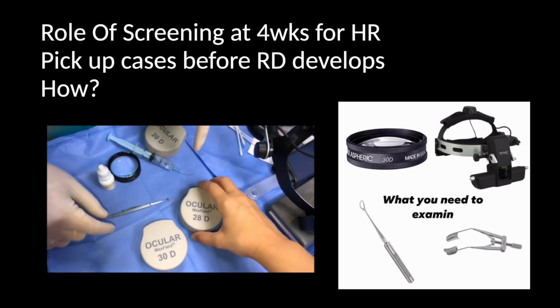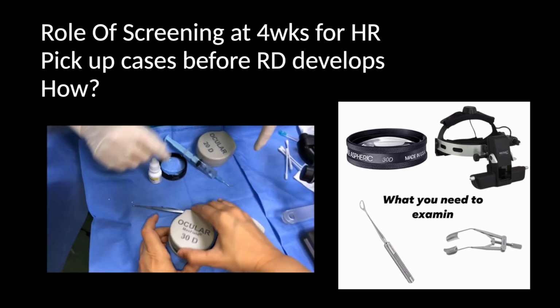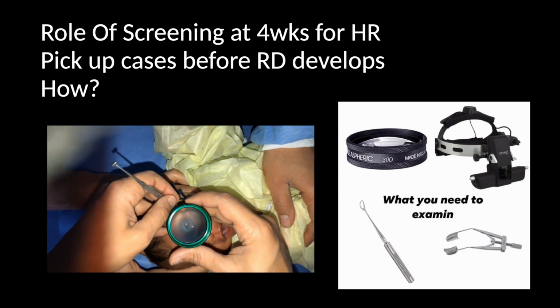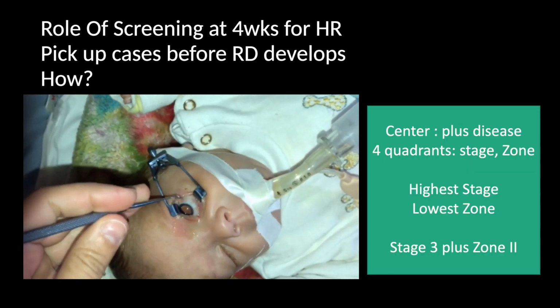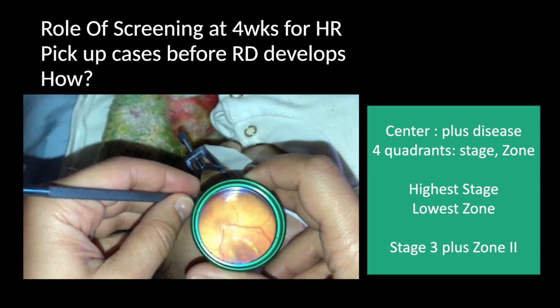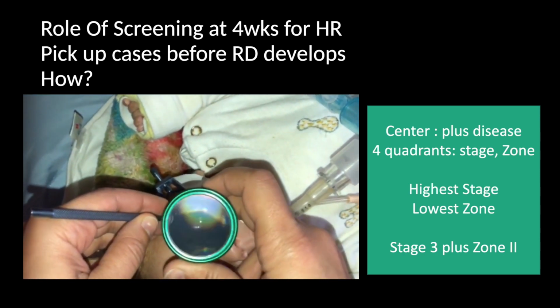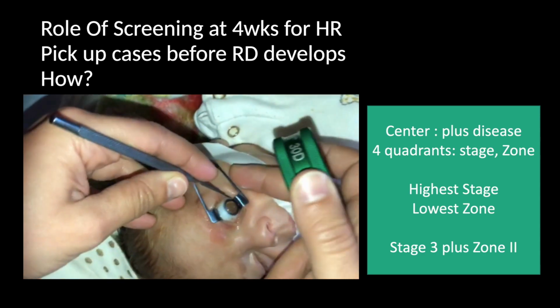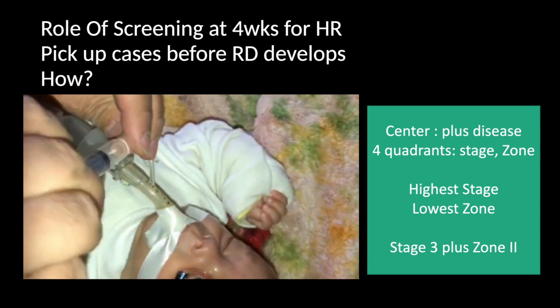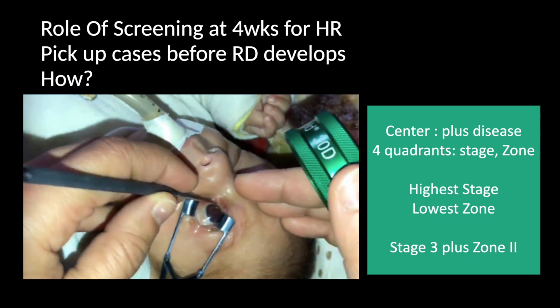We prepare an indirect ophthalmoscope, a scope and a speculum, and a 28 or a 30 diopter lens for the examination. And we do our regular examination. As we said before, we look centrally at the plus disease, and then we roll the eye in the 4 quadrants to see what is the stage of the ROP and where is the pathology, which zone, and we take the highest stage and the least zone, and this is our pathology.